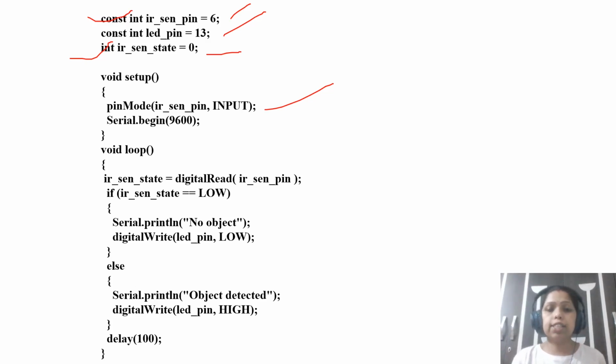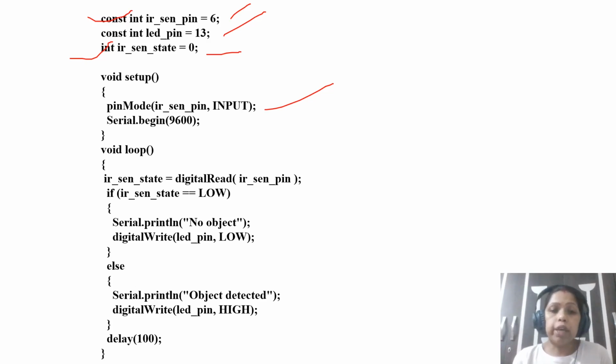That's why the digital read operation will be applicable here. So digital read within brackets, pin number 6, from where I am applying the digital read. Okay, on which pin? The pin number 6, where the IR detector is connected. I'm storing pin number 6 in one variable.